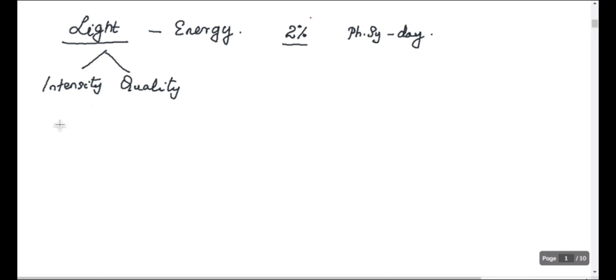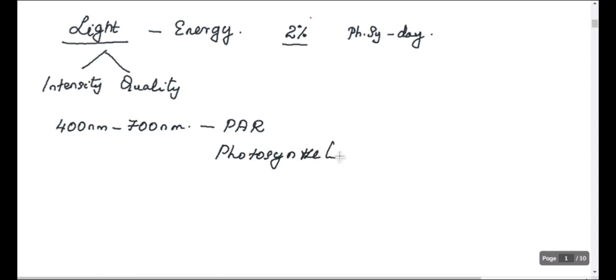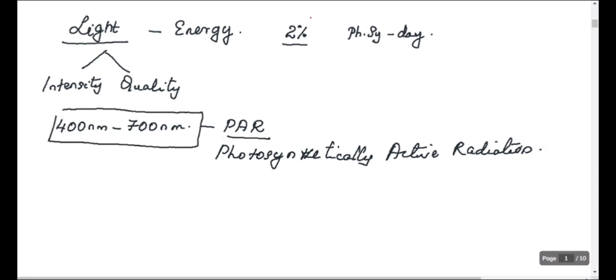So light between the range of usually 400 nanometer to 700 nanometer wavelength, the visible spectrum, is most effective for photosynthesis. This light is called PAR. PAR stands for photosynthetically active radiation. That is only 2%. Photosynthetically active radiation, which is available for photosynthesis, is falling in the range of 400 to 700 nanometer. That is actually the visible spectrum or the white light. In the photosynthesis beginning part, I have explained this.